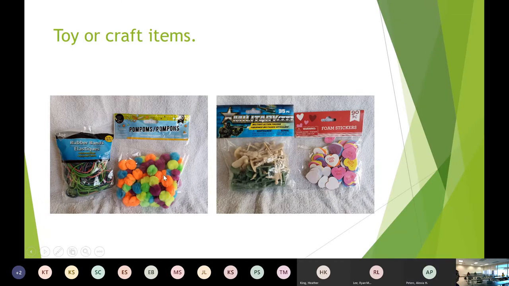Pom-poms. What the heck are pom-poms? You've never seen pom-poms? I don't know how to describe them. Do you eat them or what? No. Like posters. Oh, okay. So like stick-on stuff. Yeah. Rubber bands.